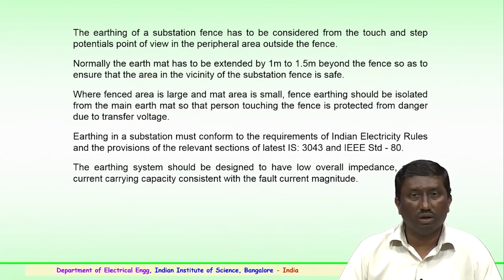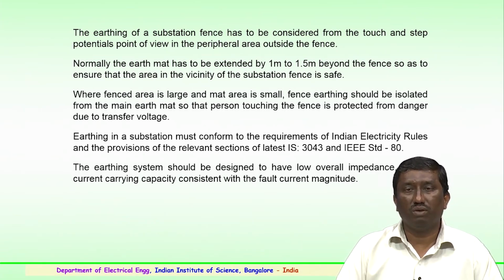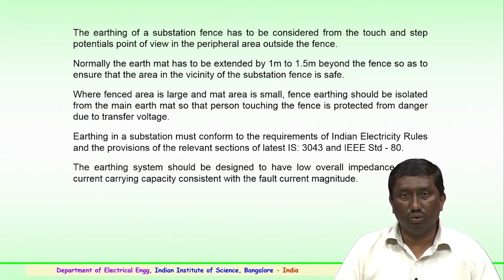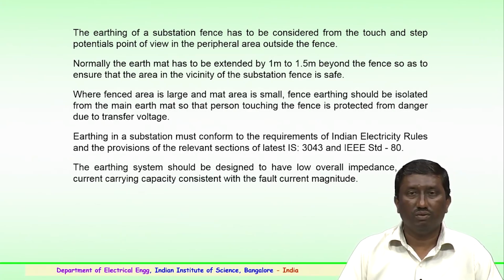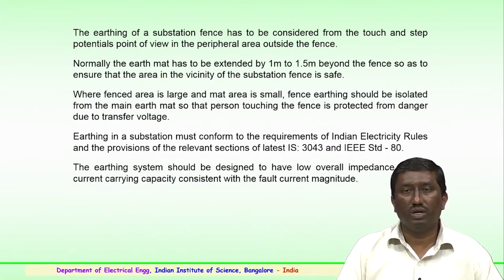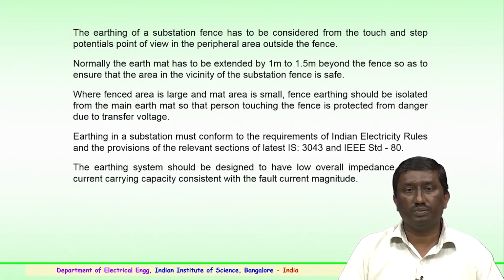So, the earthing or grounding in a substation has to conform to the requirements of the Indian Electricity Rules or the international electricity rules, and these regulations and the provisions of the relevant sections referred in the Indian Standard 3043 and also IEEE Standard 80 are clearly mentioned for the requirements for different voltage levels.